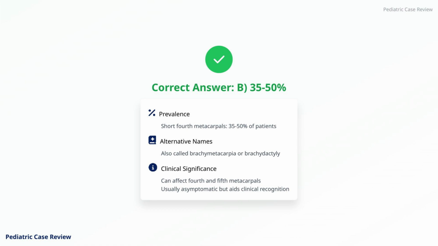The correct answer is B. 35 to 50% of patients have short fourth metacarpals.